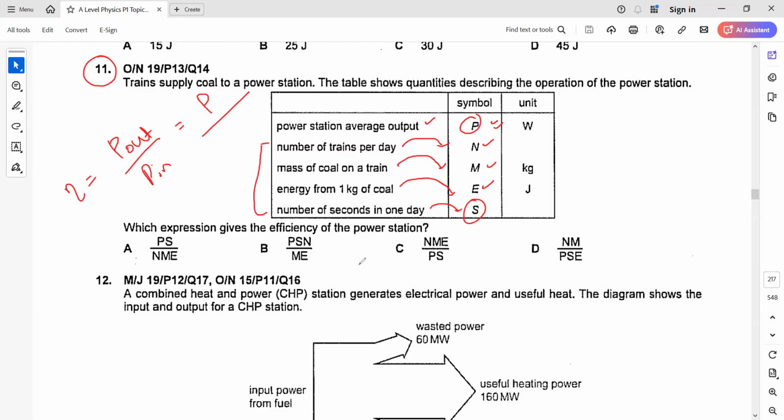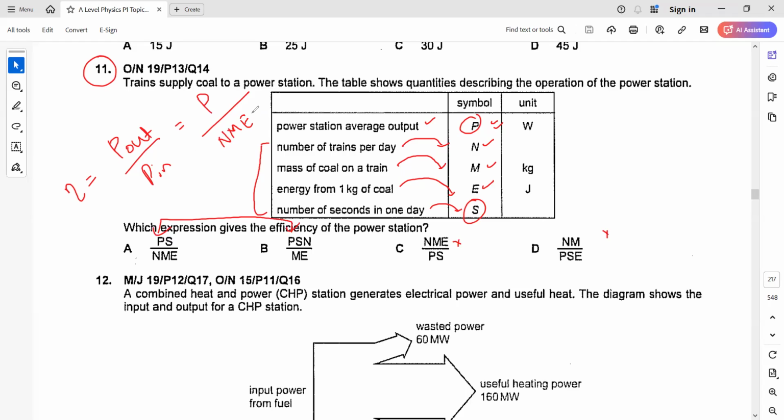No, C is not a correct answer. Output is basically P, right? So we have to think between A and B, right? Don't think about C and D. So they say N, which is number of trains per day. And M is going to be mass of coal on a particular train. And E is going to be the energy. And why do we have seconds? Because that's quite obvious.